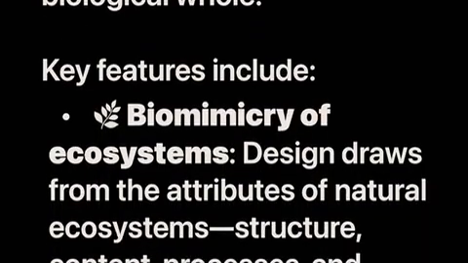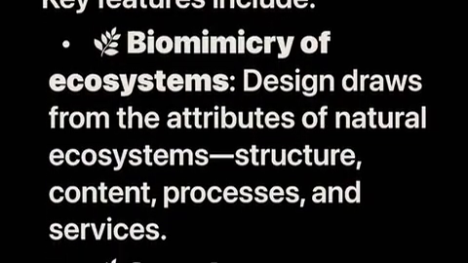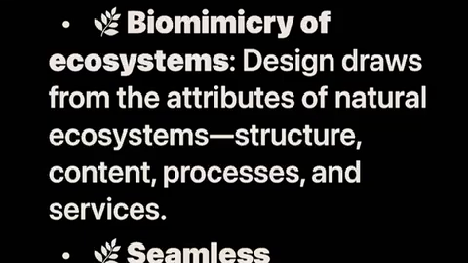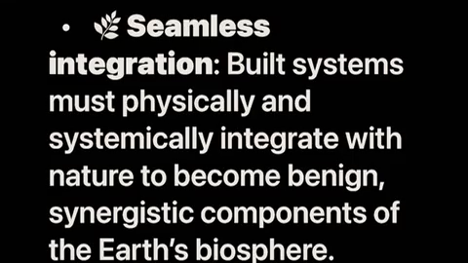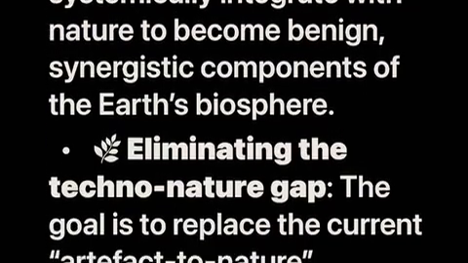Key features include biomimicry of ecosystems. Design draws from the attributes of natural ecosystems: structure, content, processes, and services. Seamless integration: built systems must physically and systemically integrate with nature to become benign, synergistic components of the Earth's biosphere.